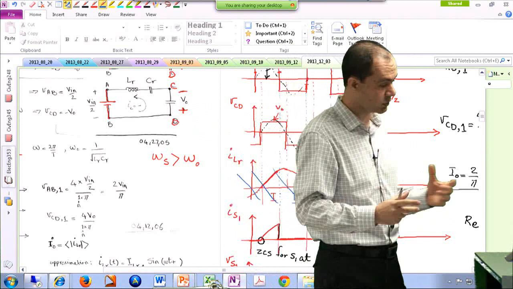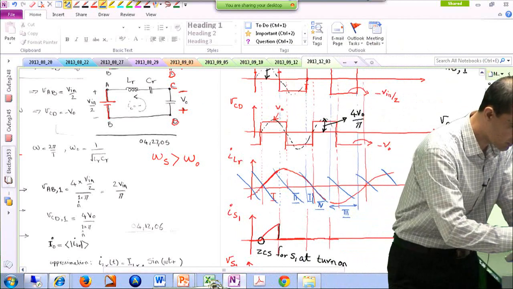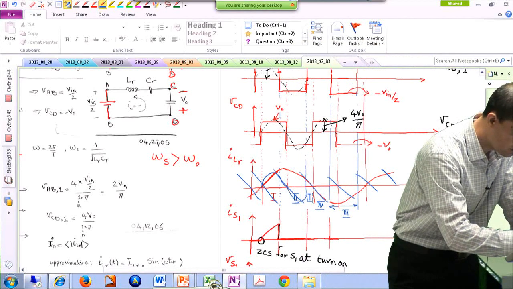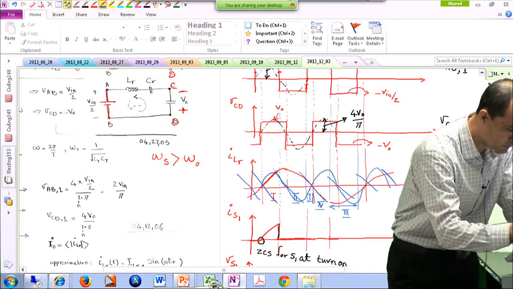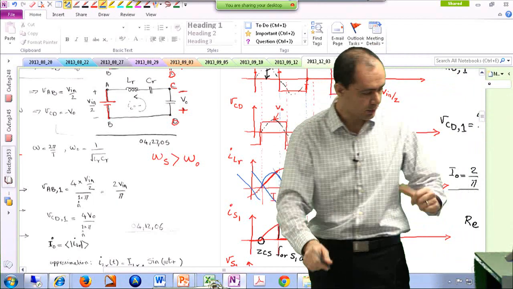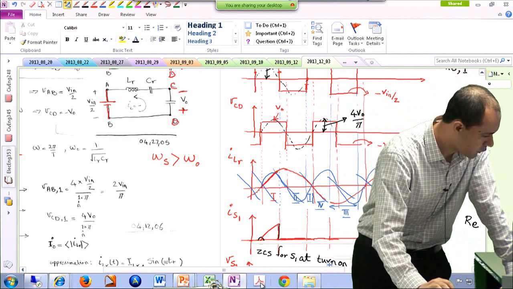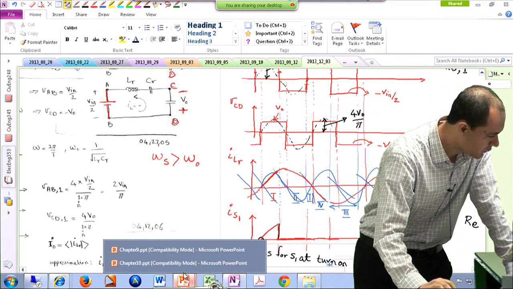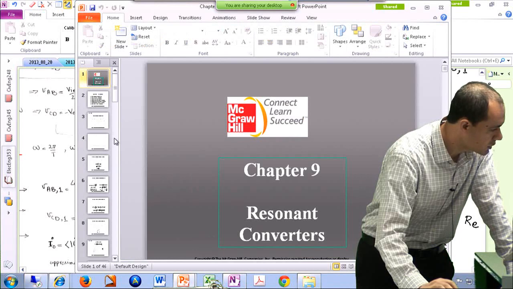VCD, which is not correct. Actually, they should be in the same frequency, so the correct one should be something like this. All right, something like that. Now before getting to there, let me go through the topologies that we have analyzed so far, as long as Chapter 9 is concerned.